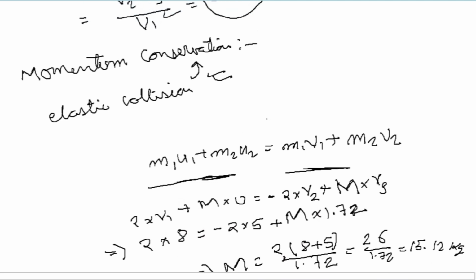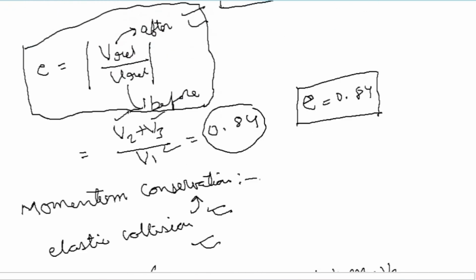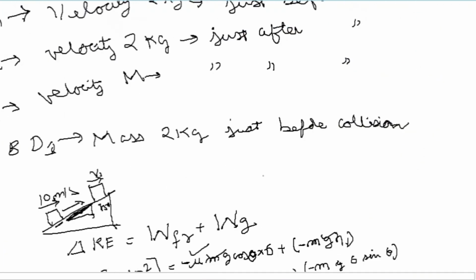And after that, applying the momentum conservation. Remember, we are applying momentum conservation despite the presence of the frictional force. That is, the frictional force causes some loss of energy. Despite that, we are applying momentum conservation. Why? Because we have an elastic collision. That is, after the collision, both the bodies separate apart. It is not an inelastic collision. So therefore, we applied the momentum conservation in the given situation, solved the equation, and after solving, our answer came out to be 15.12 kg. So this is the mass of the block.